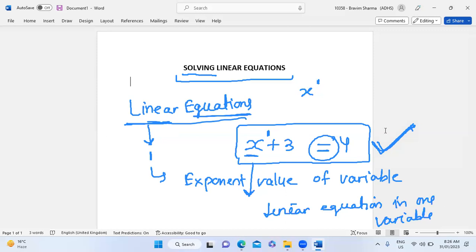Now, if I'm writing another equation, x squared plus 3 equals 5. Here, the exponent value of x is 2. So that means this is not a linear equation. This is called a quadratic equation, that we will discuss in another lesson. So before we start solving linear equations, we must understand whether they are linear equations or some other kind of equations. So linear equations means the exponent value will be 1. We can write it, and even if we don't write it, it is the same thing.